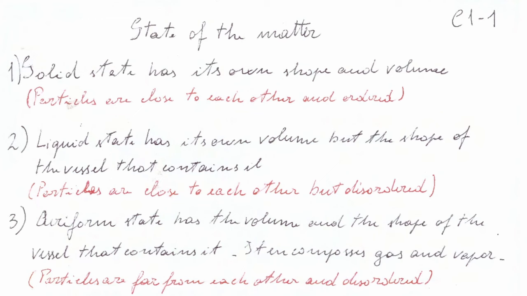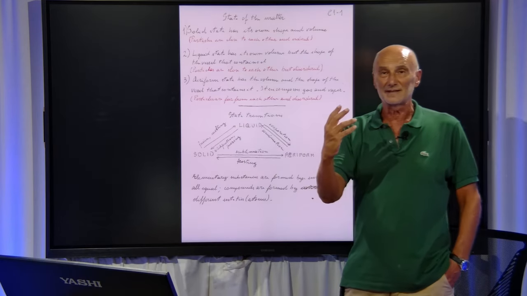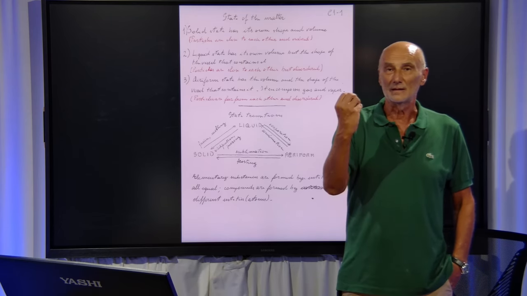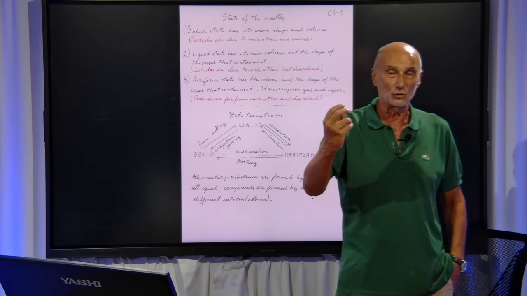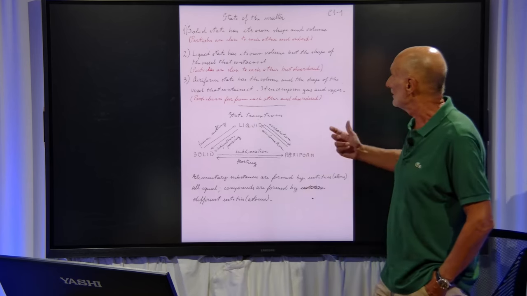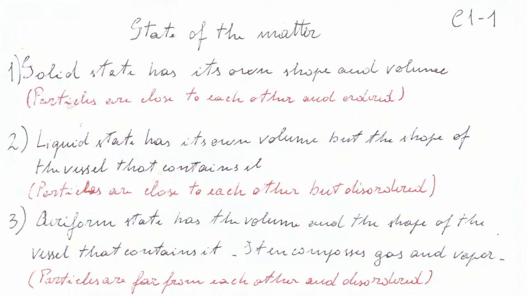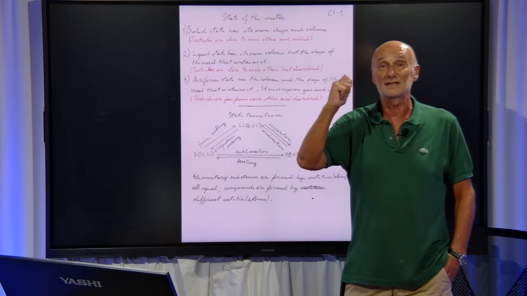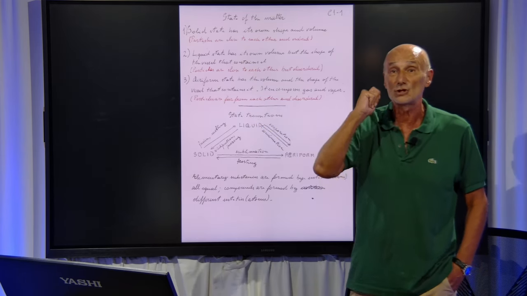In the liquid state, the liquid has its own volume, but takes the shape of the vessel that contains it. You know, this difference is caused by the fact that the interactions between the particles of a solid and the particles of a liquid are different. The interactions between the particles that compose the solid state are stronger than the interactions between the particles that make up the liquid state.